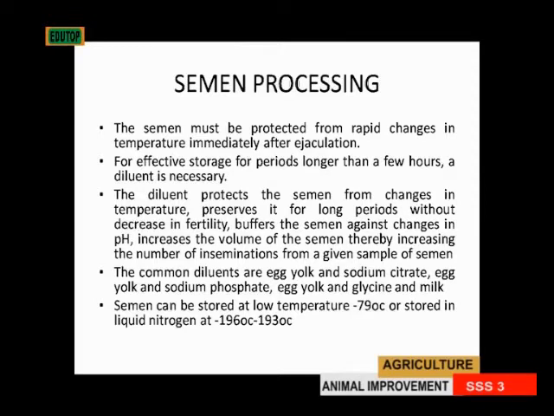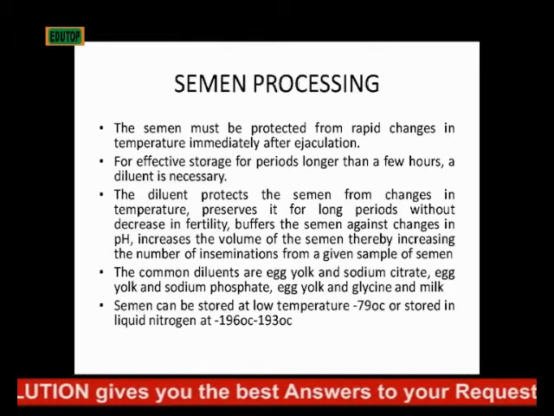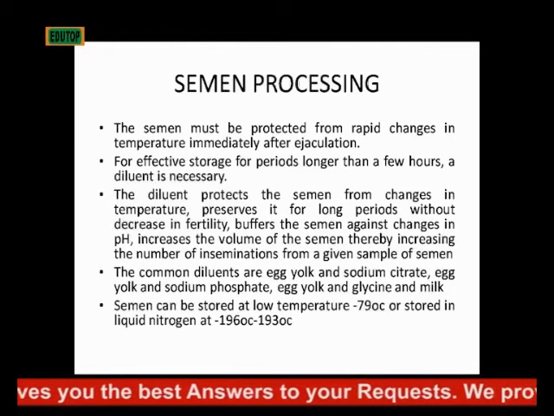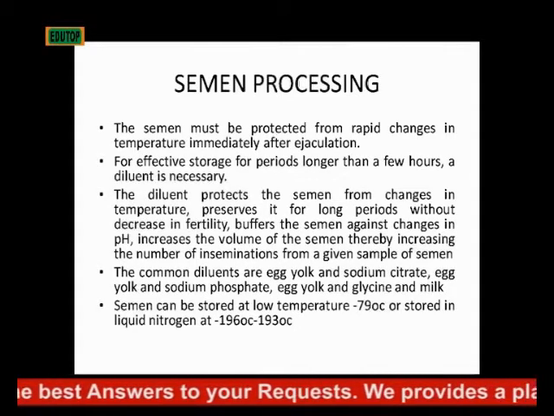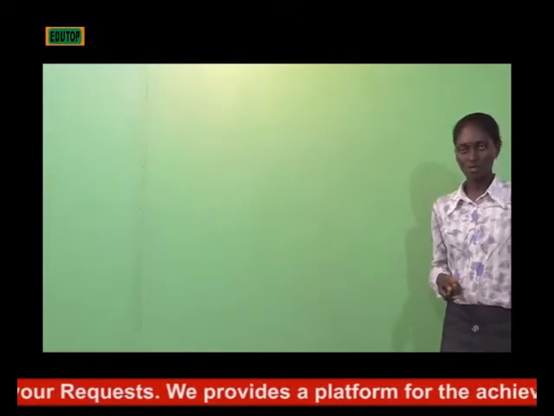without decreasing its fertility. The semen can also be stored at a low temperature as low as -73 degrees Celsius, or stored in liquid nitrogen at -196 degrees Celsius to -193 degrees Celsius. So that is the range of temperature in which you can store the semen. We talked about semen collection, then semen processing.